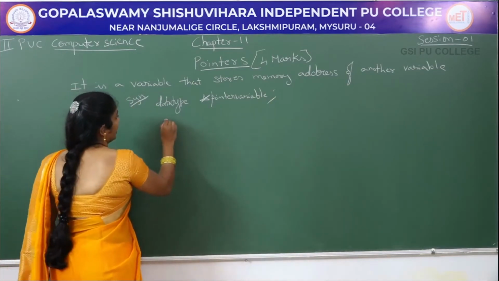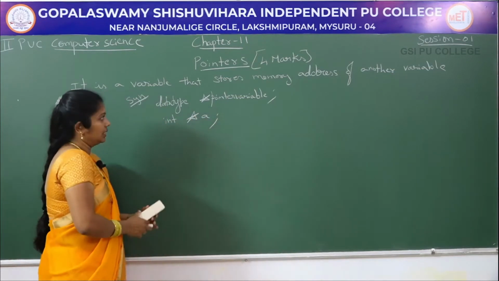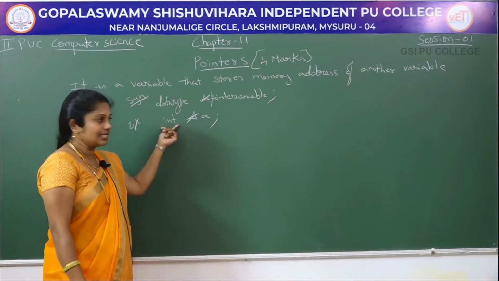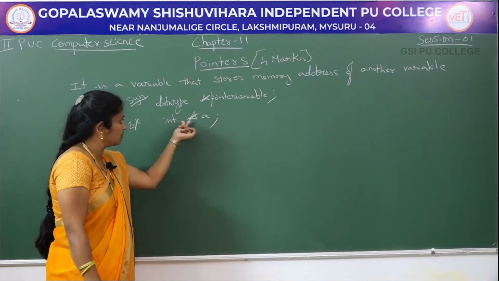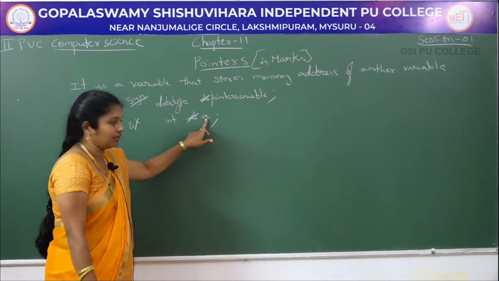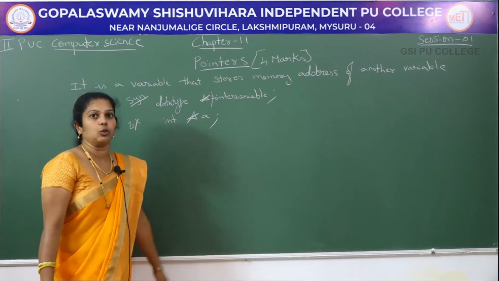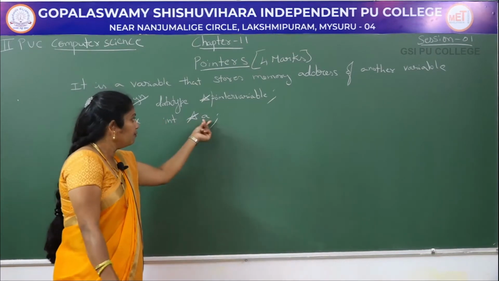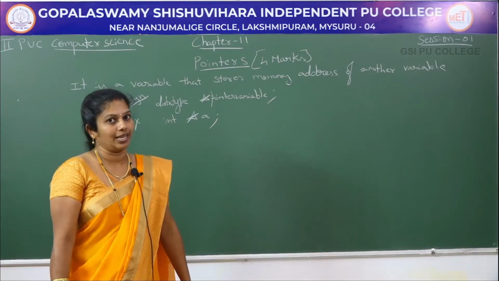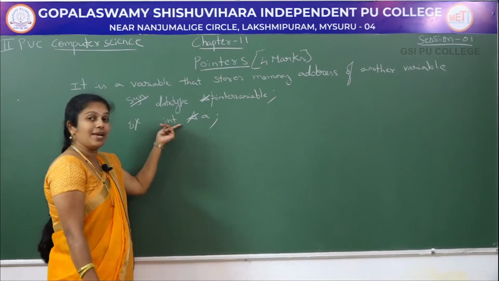For example, I am going to write int star A. See the syntax and example. In this case, the data type is written as integer. Then as usual we leave 1 space, then the star operator, then the pointer variable. Here the pointer variable is given as A, and the data type is integer. How do I know that it is a pointer variable? If there is a star operator before that variable, then we say it's a pointer variable, and it stores the address of another variable of type integer.